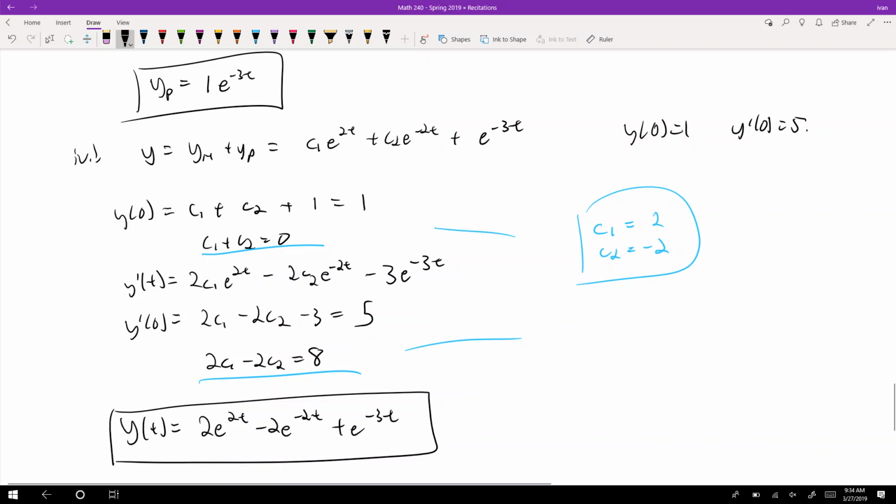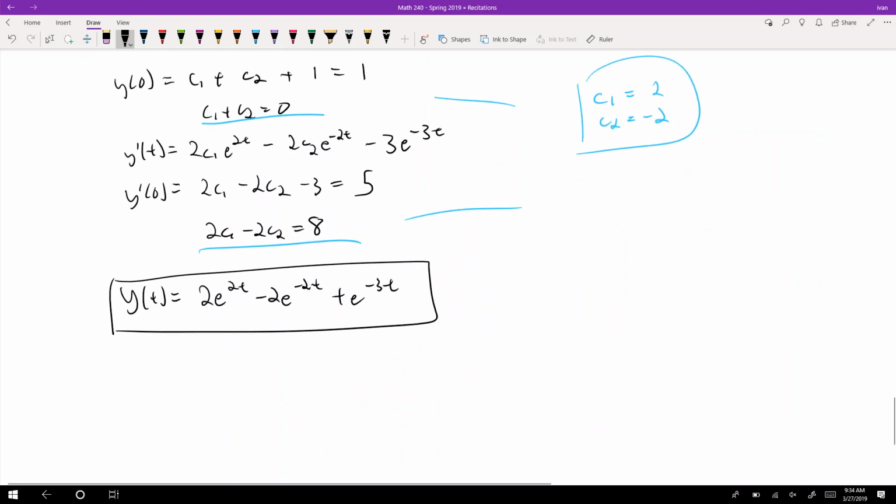Any questions? Okay, so pretty mechanical. Just get the annihilator, get your y of p, take some derivatives. Let's take a look at more examples, because that's all we're going to do. Number 2, y double prime plus 16y is equal to 4 cosine x.